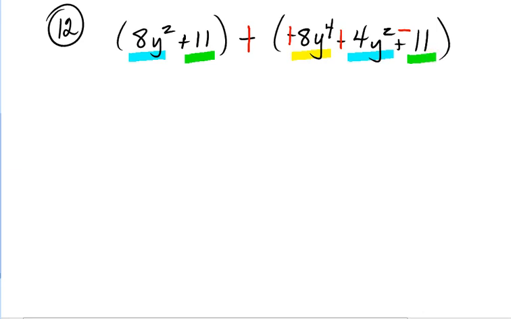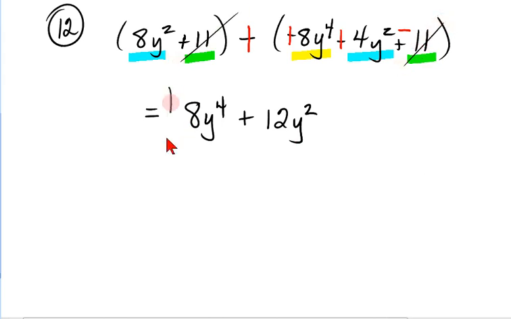All right, now, we like to write our polynomials with the highest degree term first. So what will I write down first? 8y fourth. That was first, had no friends to join up with. Now, there aren't any y to the thirds, but y to the second. I have a +8y to the second. I have a +4y to the second, which is 12y to the second. Next, I have +11 and -11. They cancel out. So we don't have a constant in our answer. This is the difference between those two.